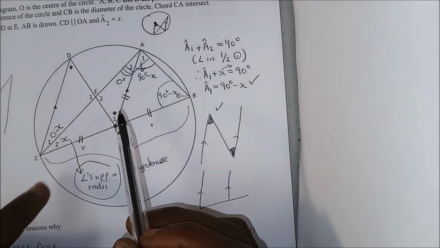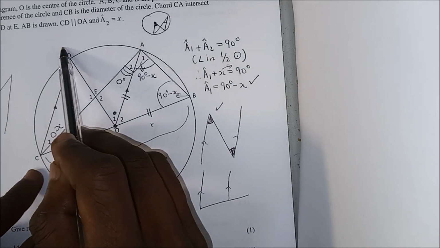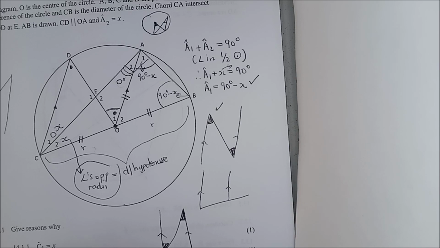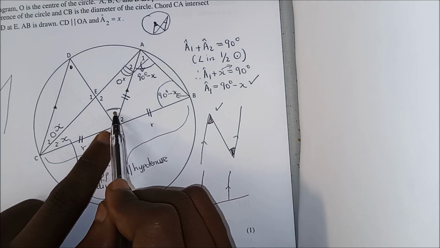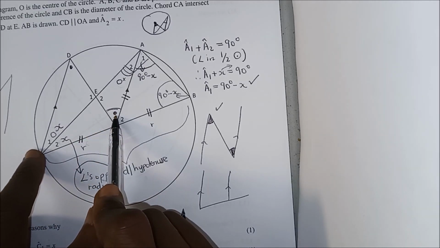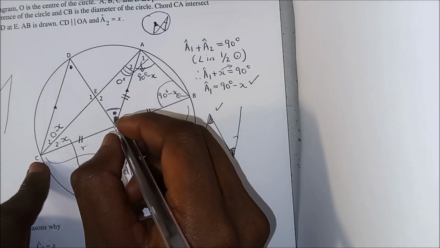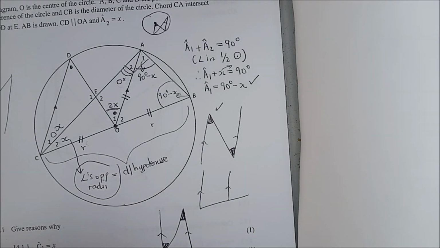If you look at A, O, C, D, and then you look at O1, are you aware we have the same theorem there? Yes, we have the same theorem. So what is O1? O1 is at center and C1 is at circumference. So what do we say? We say O1 is equal to twice C1. So that means O1 will be 2x. And then what will be the reason? Angle at center equal twice angle at circumference.